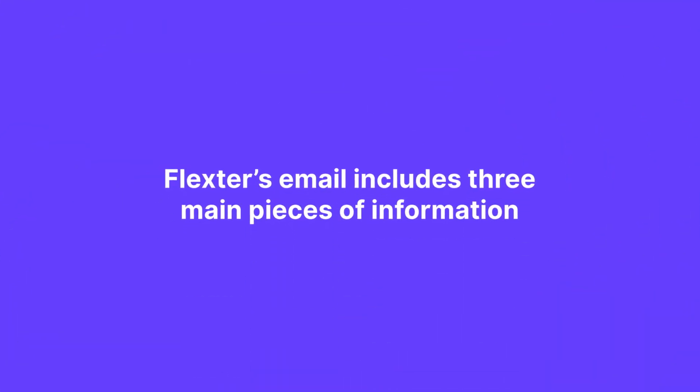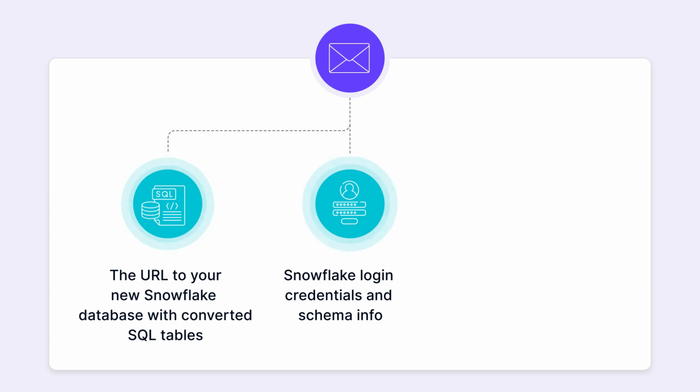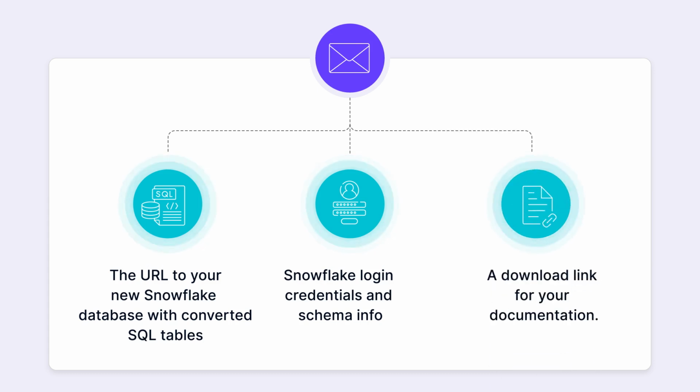Flexter's email includes 3 main pieces of information: the URL to your new Snowflake database with converted SQL tables, Snowflake login credentials, and schema info, a download link for your documentation.